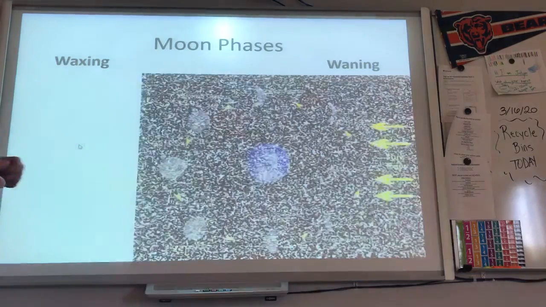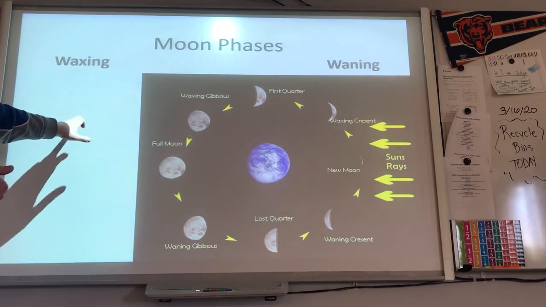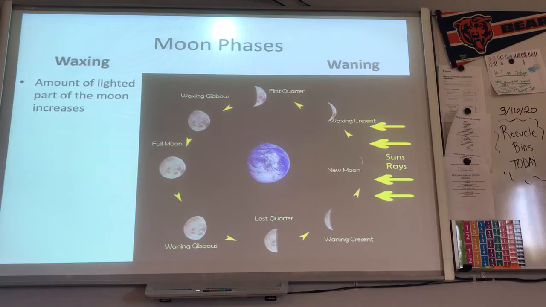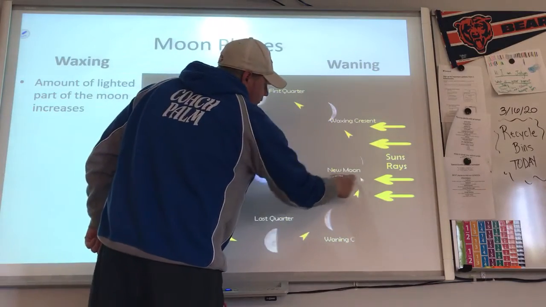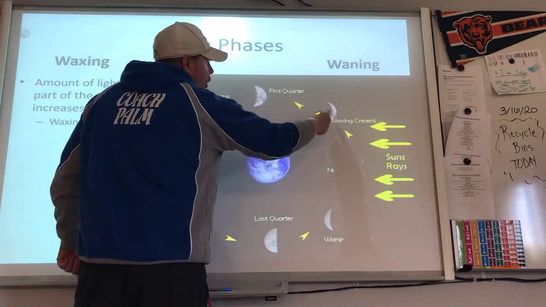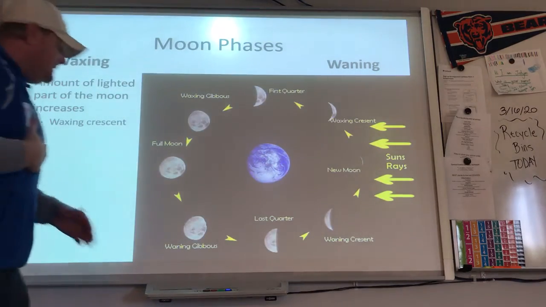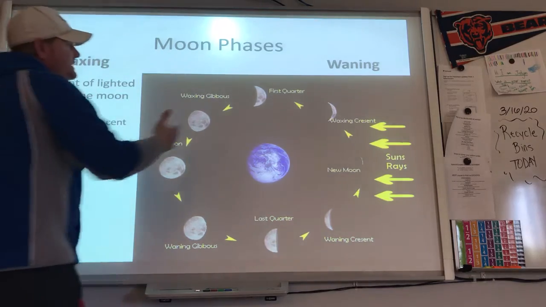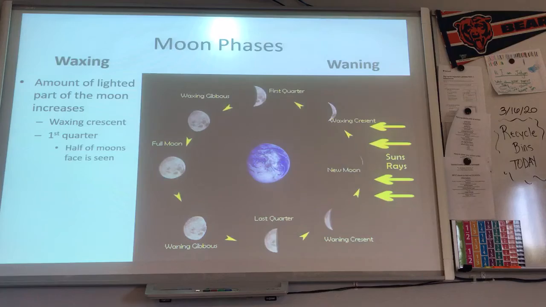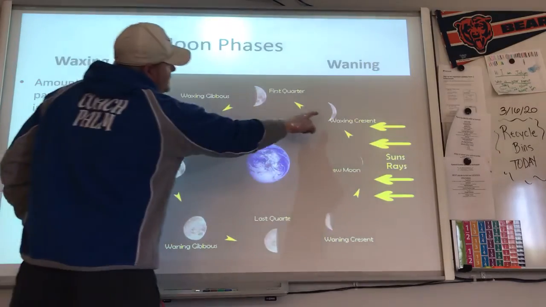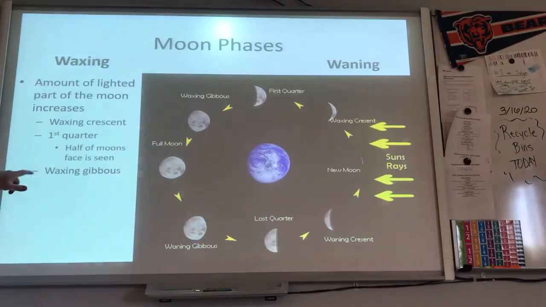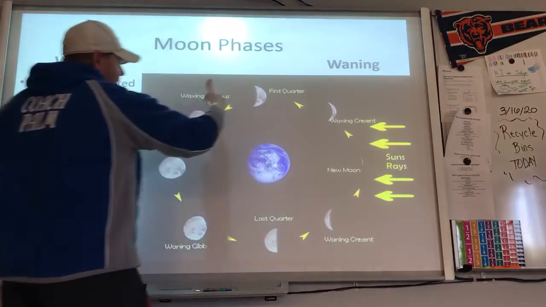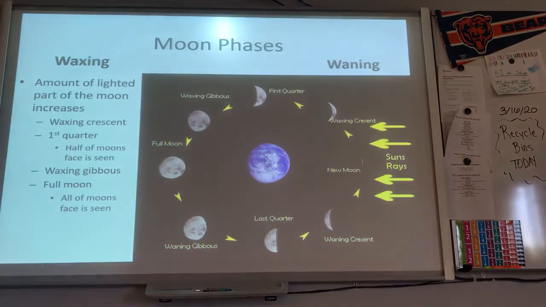So, moon phases. When we look here, we kind of go through the whole gamut. The amount of lighted part of the moon increases. So that's the waxing part. From the new moon on up until the full moon, that is the waxing part of the moon phase. The first quarter is when we see half of the moon. Waxing gibbous is when we see 3/4. Waxing crescent was when we saw a quarter. Full moon, we see it all. Waxing to the full moon, that's when it's getting bigger.